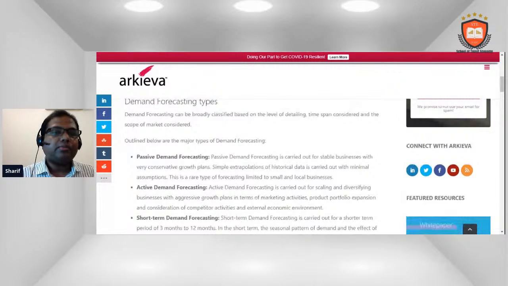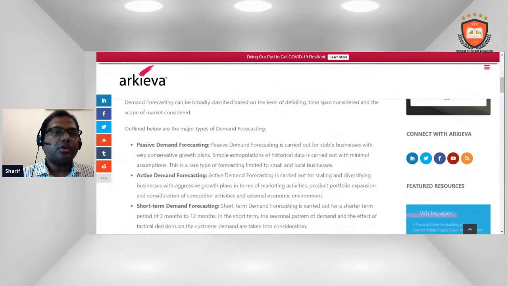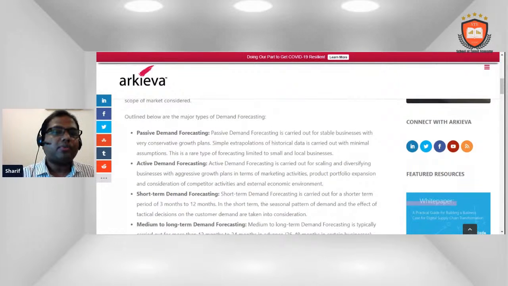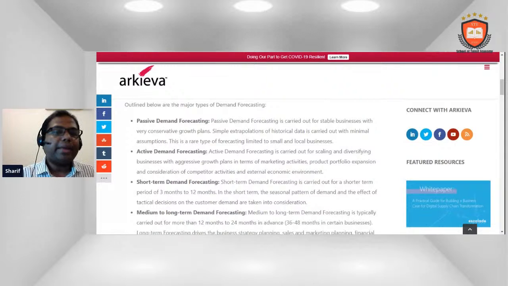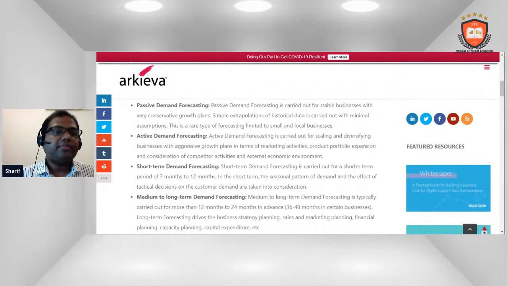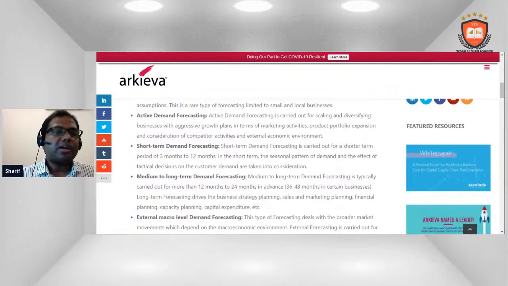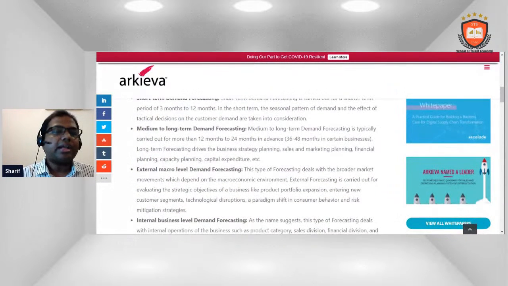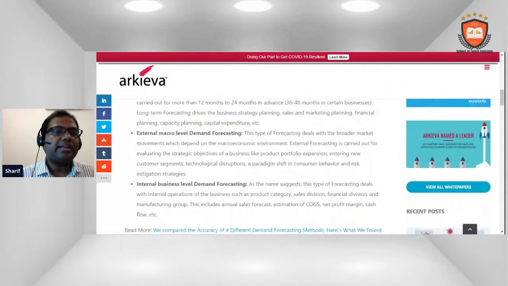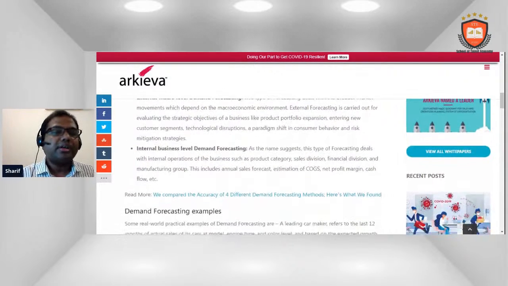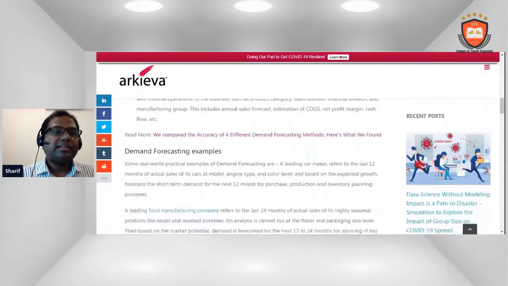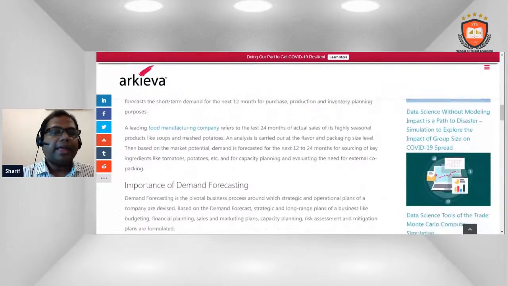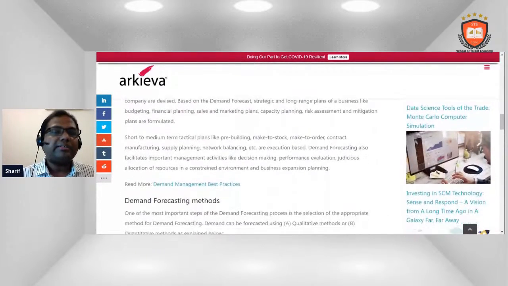Demand forecasting types. Demand forecasting can be broadly classified based on the level of detailing, time span considerations, and the scope of market considerations. Outlined below are major types of demand forecast. We have passive demand forecast, active demand forecast, short-term demand forecast, medium to long-term demand forecast, external macro-level demand forecast, and internal business-level demand forecast. If we can forecast this kind of demand, at that time we can take necessary initiative.